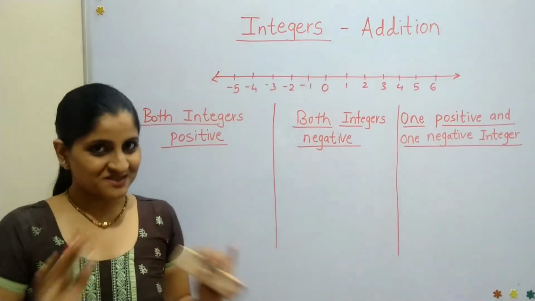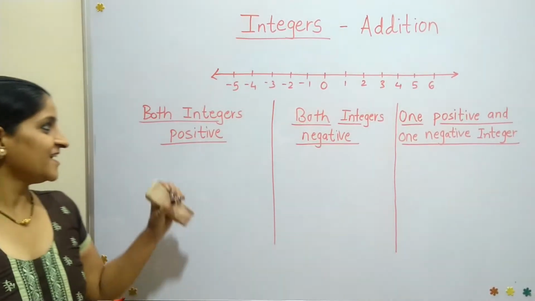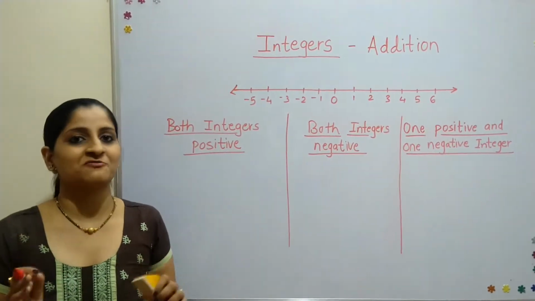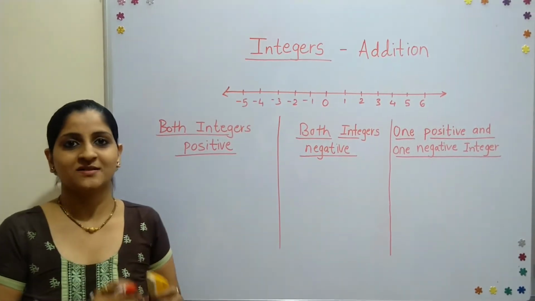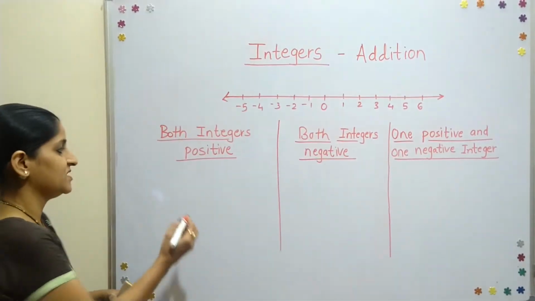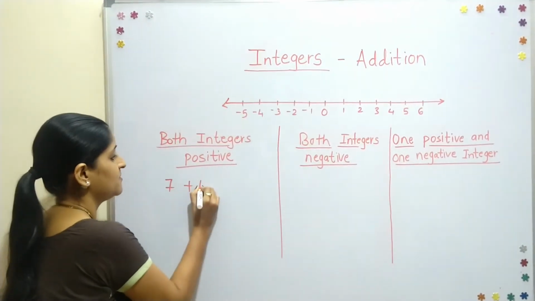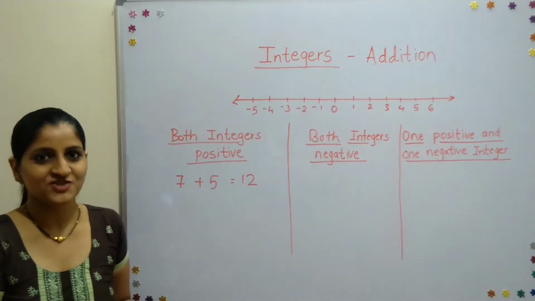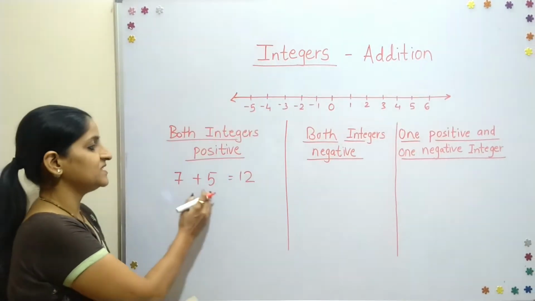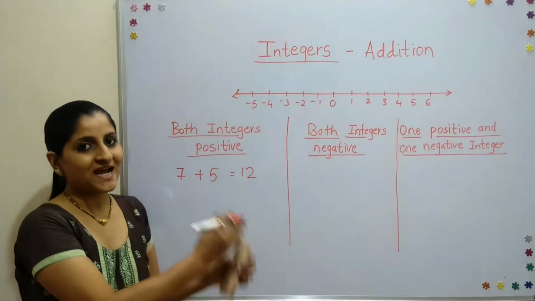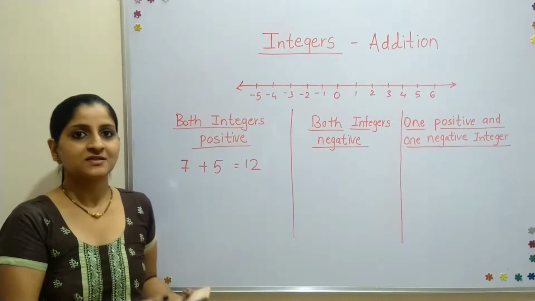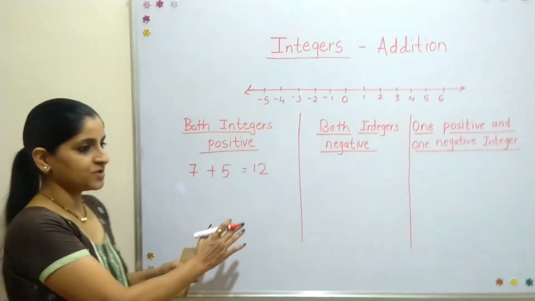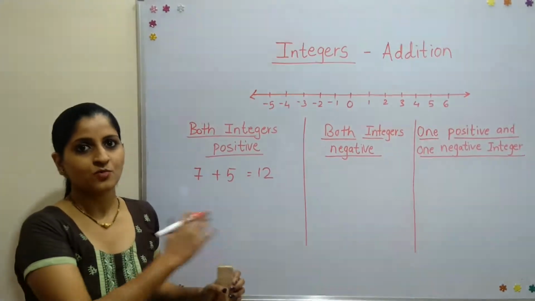We'll first start with the simplest of all, that is addition of both positive integers, because this is something you have been learning previously as well. That's simple addition. Suppose I give you 7 plus 5, the addition is 12. So there is no such rule as such. The rule is if both integers are positive, you just add them and the answer is also a positive number. So here I am not going to waste a lot of time giving more examples.